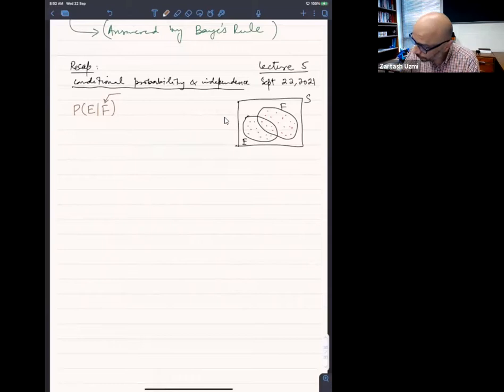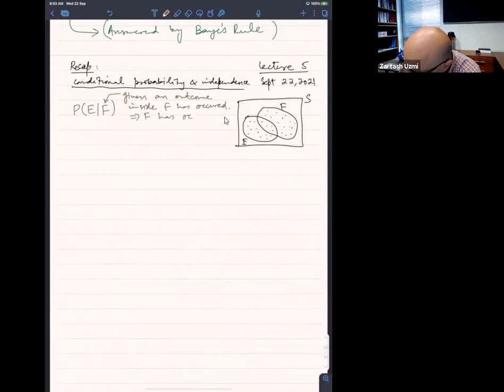What that means is that now you have been told that one of these red outcomes must have occurred. We do know that when we perform the experiment, only one outcome occurs. And what is that outcome? It's one of those red ones which are confined within F. So it is given to you that an outcome inside F has occurred, which also means that F has occurred. So this is given to you.